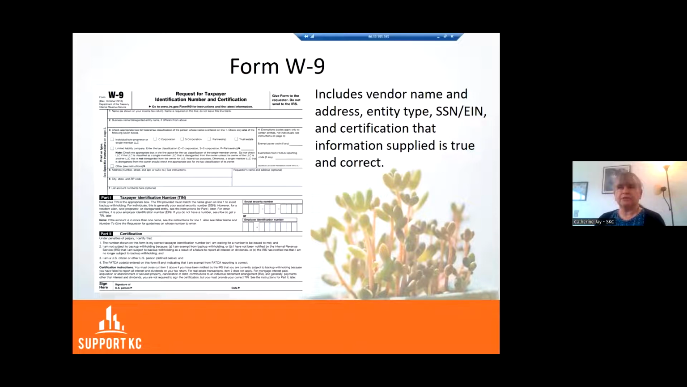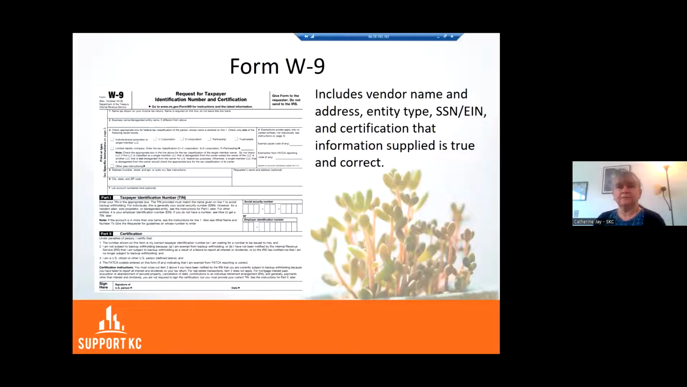So they need to include their name, address, and what type of entity they are. The entity type is in box 3, kind of in the middle of the form, and it has boxes that they check. Are they an individual, a C corporation, an S corp, a partnership? If they're a limited liability company, they check that box. But then to the side of that, they are to indicate whether they are a C corporation, an S, or a partnership.